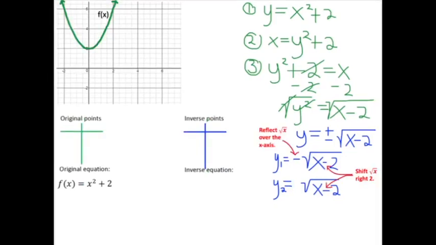Okay, so let's go ahead and pick some points from f of x and put them on our table. So we have x and we have f of x.